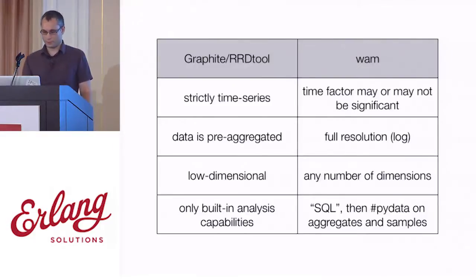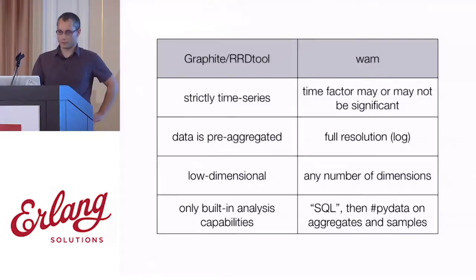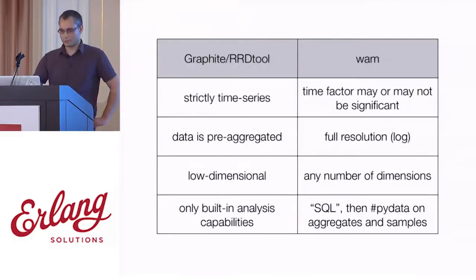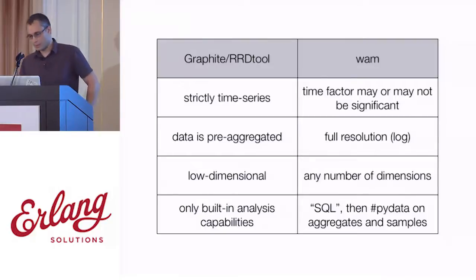So to be more specific, in terms of comparison with Graphite, data that can be stored in one may be looked at as time series or may not be looked at as time series. It is stored at full resolution, unlike in Graphite. There is an arbitrary number of dimensions. You cannot use many dimensions with Graphite. The system will just blow up. It's not designed to do anything like that.